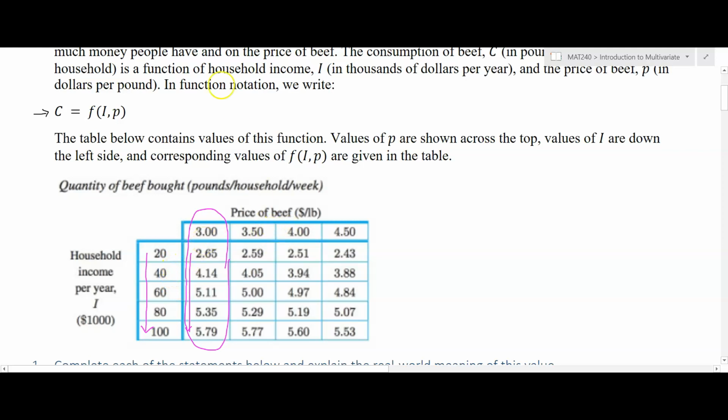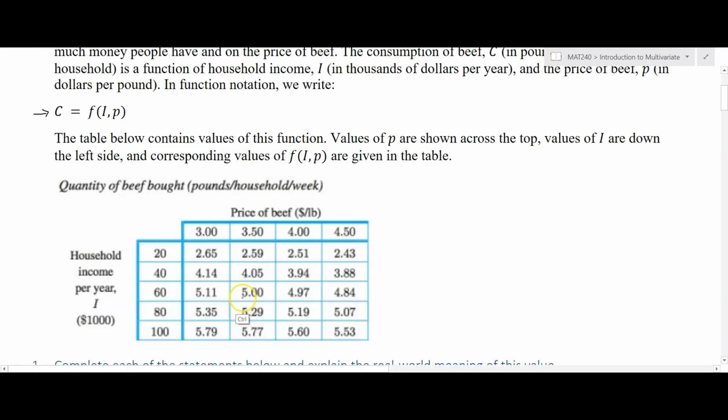And in fact, we could isolate any group. We could ask, what about when the price is $3.50? For all comparisons between $3 a pound and $3.50 a pound, the families purchase less, but we still see the trend that as family income goes up, the amount of consumption goes up as well.